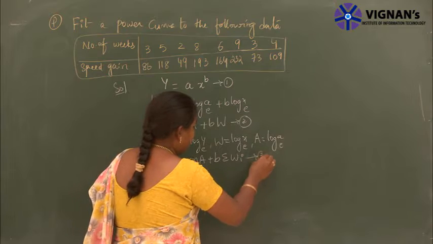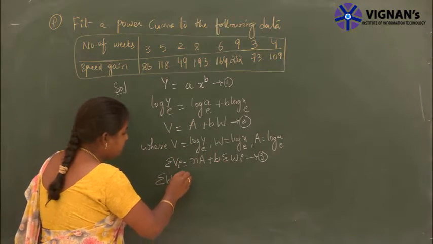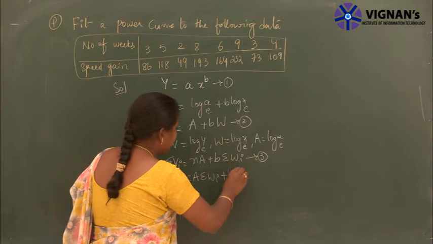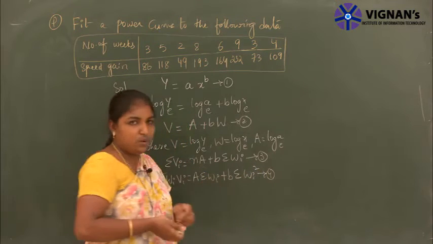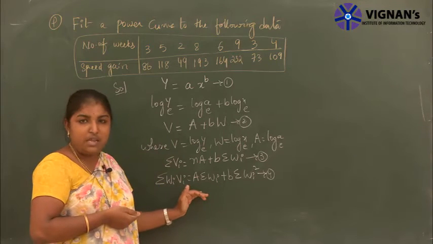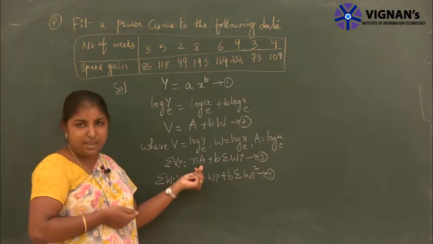Let it be equation 3. Summation Wi into Vi is equal to A summation Wi plus B summation Wi square. Let it be equation 4. So now we are solving equations 3 and 4. We can find small b and capital A values.